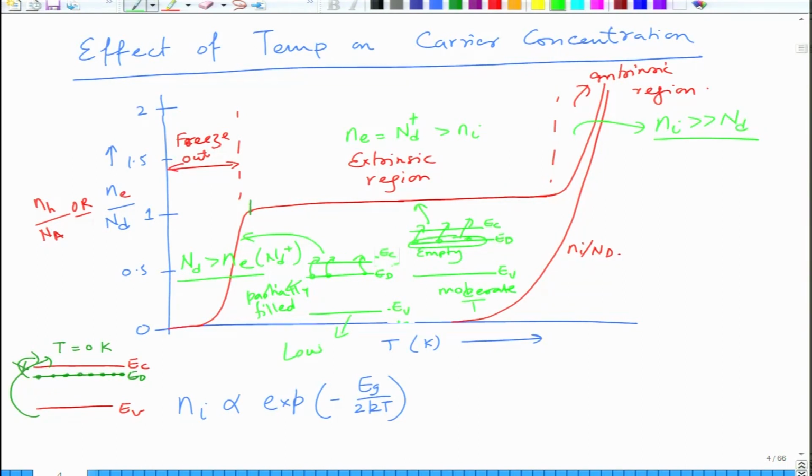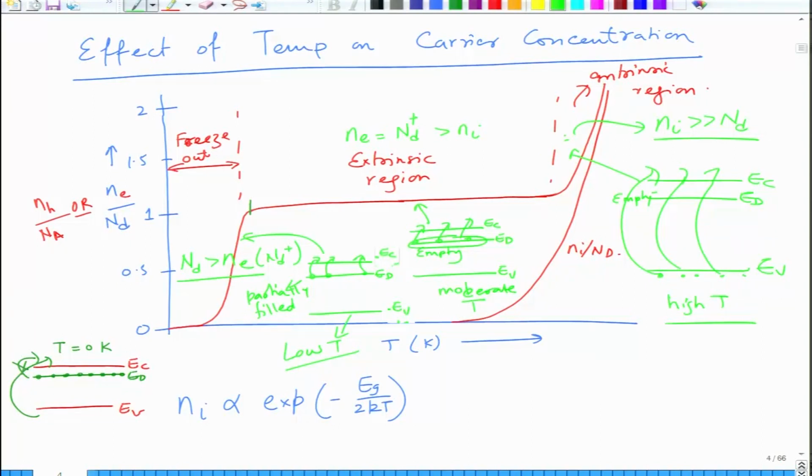This is at low temperature, and at very high temperature what you will have is this is ED, this is EC, this is EV, this is empty, all the electrons have crossed, but even from the valence band the electrons cross. So they start jumping here. This is at high temperature, and this corresponds to this region. So this is how carrier concentration varies in a semiconductor as a function of temperature.